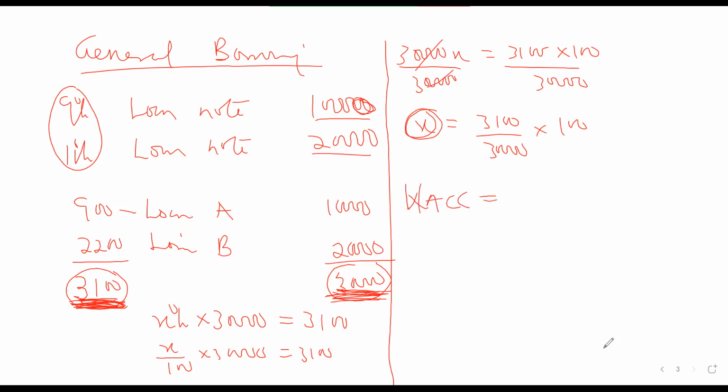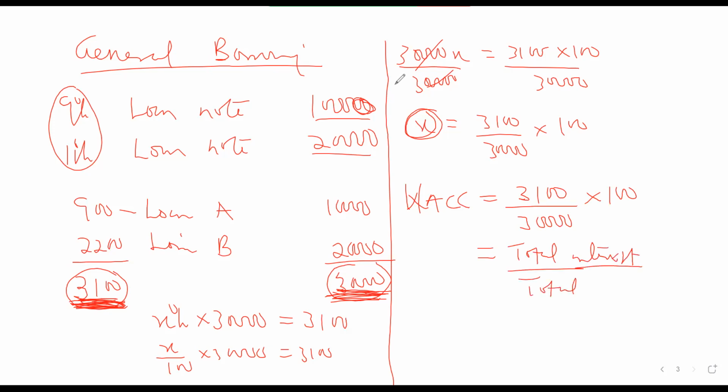So the WACC is the different interest, the different loans that we are using. What is the interest rate that we are paying on them? What is the total interest? What is the total amount that we are paying the interest on? So what rate, if we apply it on the total amount, can give us the interest that we are paying? That is what we call the WACC. So that will be calculated as 3,100 over 30,000 times 100. We can say that this is calculated as the total interest over the total amount or total value times 100.